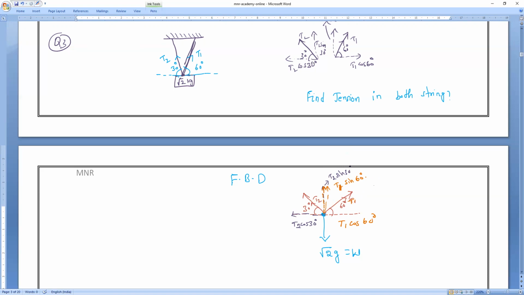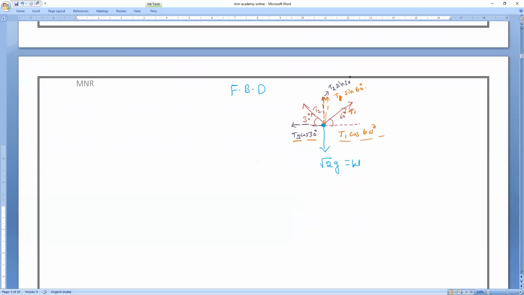Does everything make sense? Yes, sir. That is what you have to remember. That's all. So if you want to find the tensions, then you just equate them. Now from this you observe very carefully. T2 cos 30 is equal to what? T1 cos 60. Everything is equal, correct guys?